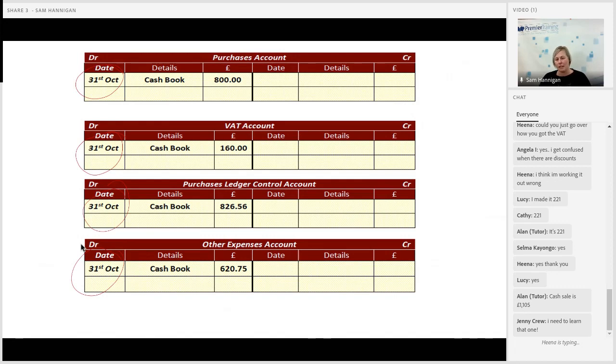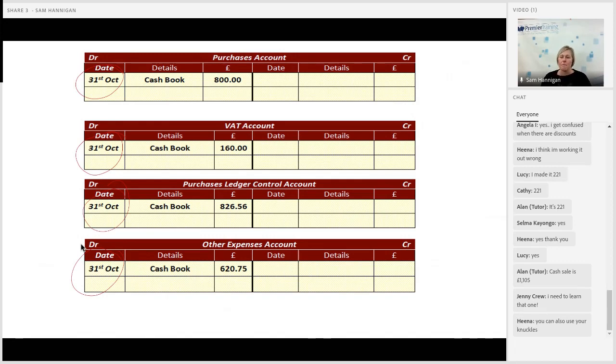So please be careful with your dates, because you are marked on dates. Okay then, so there's your main ledger. Yeah, you can use your knuckles for the months with 30 days: September, April, June and November. You can do it that way: January 31, February, March, April 30, May 31. I still prefer mine. So they're your main ledger accounts.